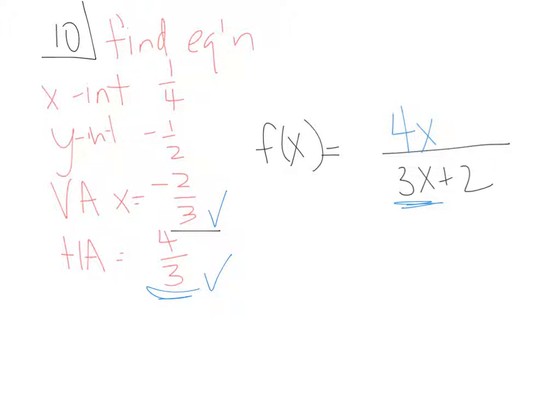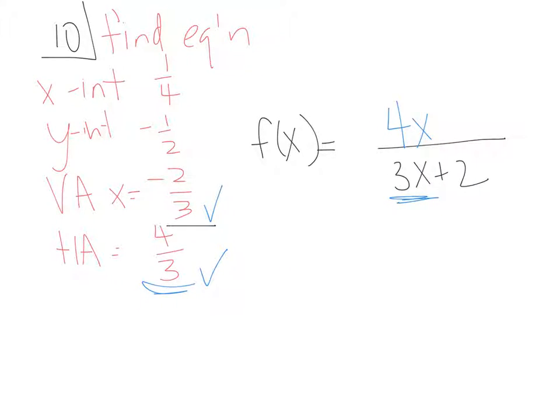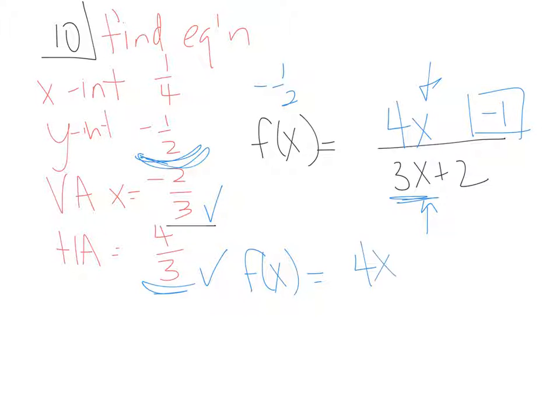I want to use my y-intercept now of negative 1/2. So I know that if I put x = 0 in here, into here, and into here, then I need to get negative 1/2 out. So I'd be putting x as 0 into all of the x terms, and I would have negative 1/2 on this side. So the only way to get negative 1/2 on this side is to fill this box with a negative 1. So then my final answer would be f(x) = (4x - 1)/(3x + 2).